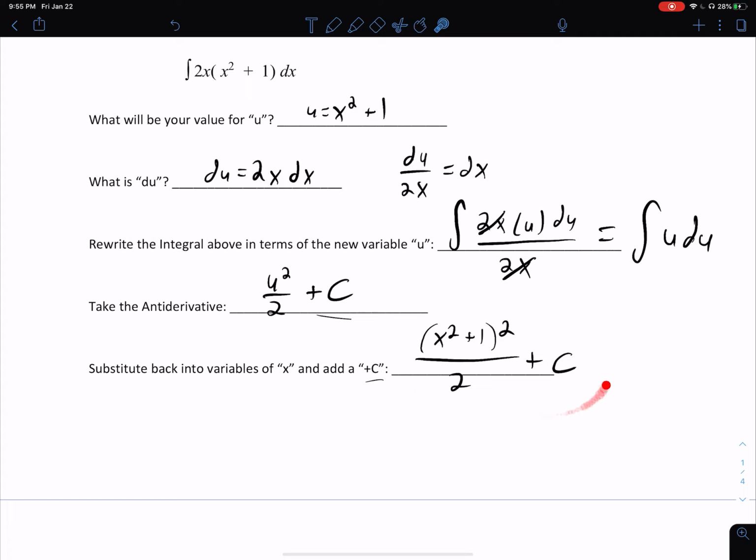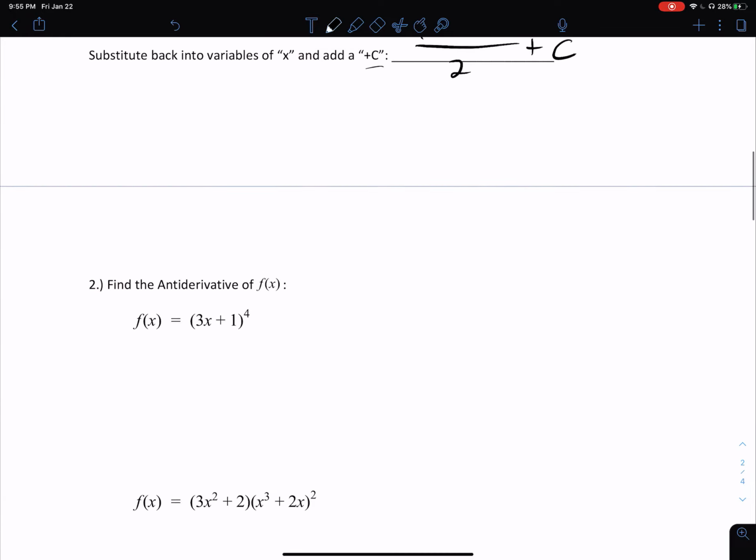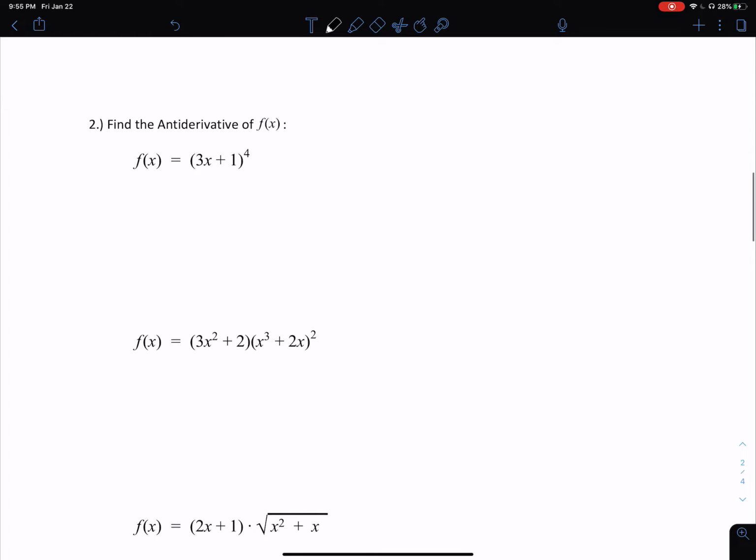If you ever want to check your answer, just take the derivative and see if it matches up with your original thing. That's how you do that one. Okay, let's do the next one. Quick math.